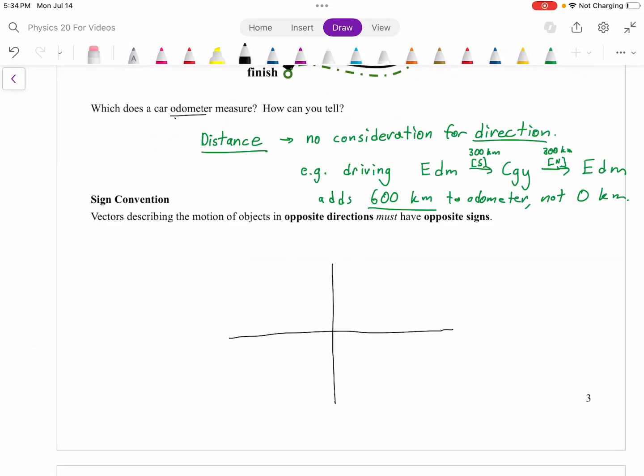So when dealing with these vectors where direction matters and doing things in opposite directions can cancel each other out, we've come up with a sign convention. It's essentially like a math trick to help us keep track of those directions and make sure things in opposite directions cancel out. The trick that we use is that anything in an opposite direction needs to have an opposite sign. There's a convention that we've agreed upon in order to keep things as simple as we can.